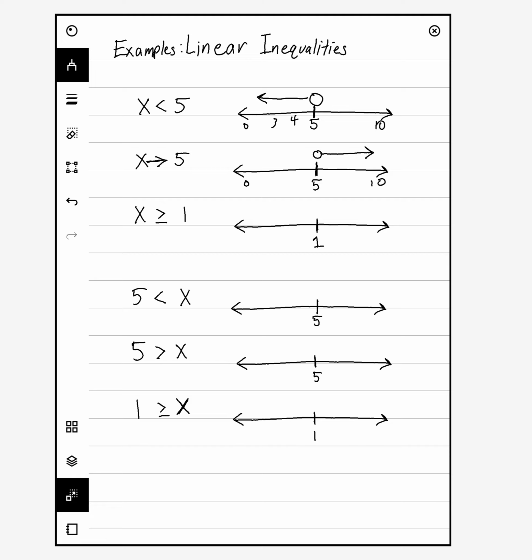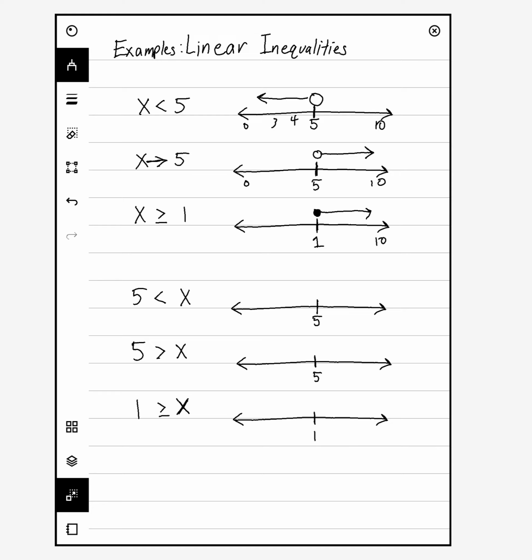All right, let's try it again for this one. X, take a guess. How would you say this one? Greater than or less than? It's greater than, right? But it's greater than and equal to 1. So since it's equal to 1, we're going to have a closed circle, because it includes 1. But x is greater than, so that means we're going to be going in this direction, all the way to infinity.